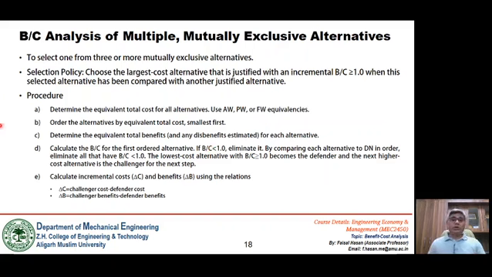This is the same procedure that I have just told you in our previous slide. The only thing is that we have to compare step by step. In that case we had only two options, so there was a single comparison, but here we have to compare multiple times until all others are eliminated and we have only one option left. So this is the same procedure as in our previous slides.